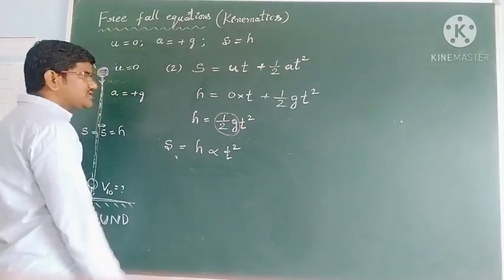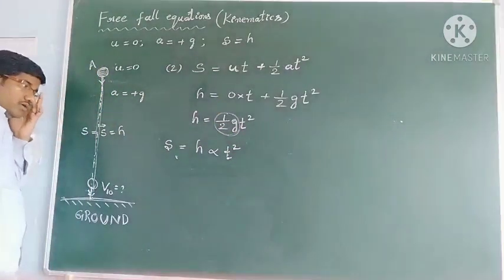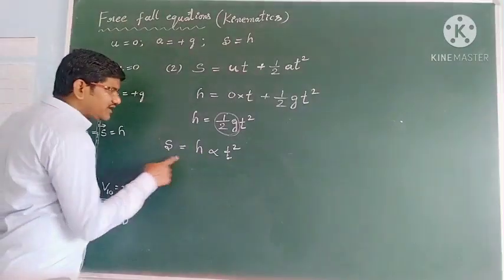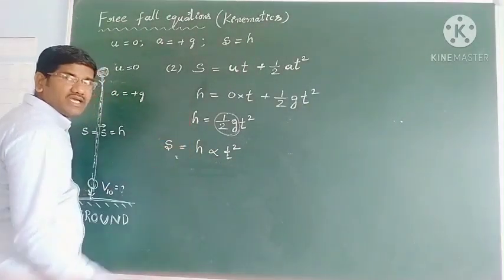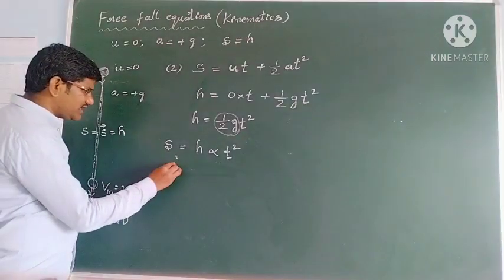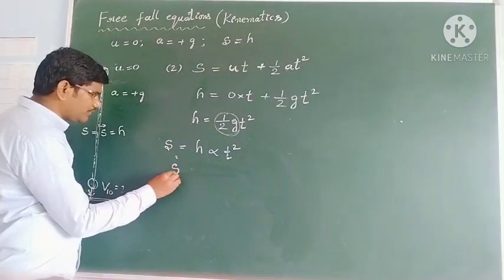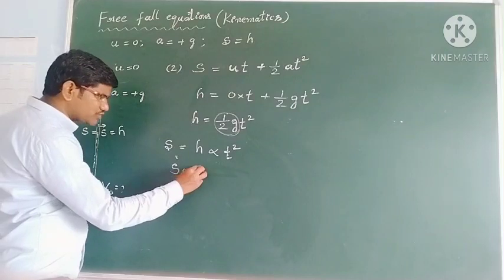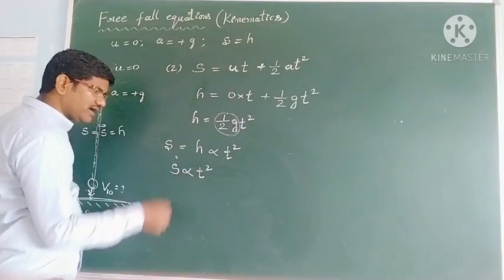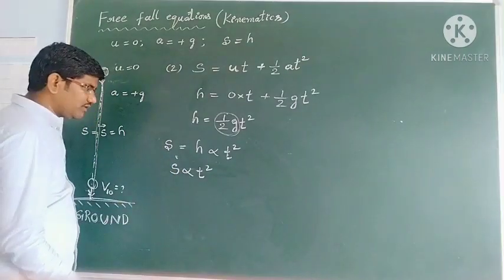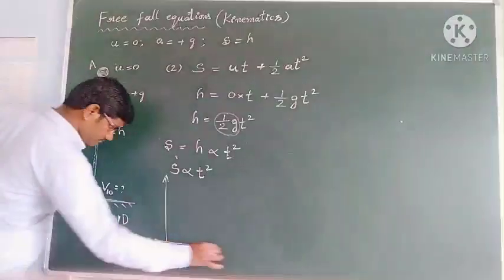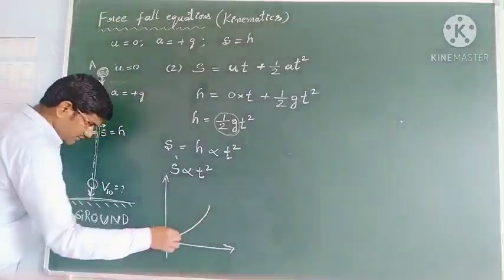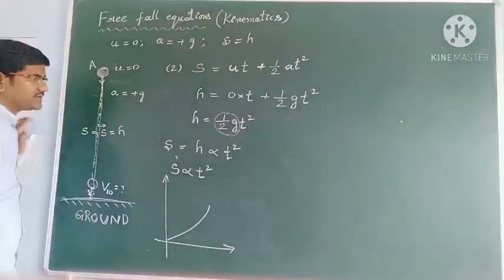Okay students, and if you plot a graph between s and t square, you will get y is equal to a x, a straight line, so s is directly proportional to t square. If you plot a graph between s and t, you will get a curve. If you plot a graph between s and t square, you will get a line like this.